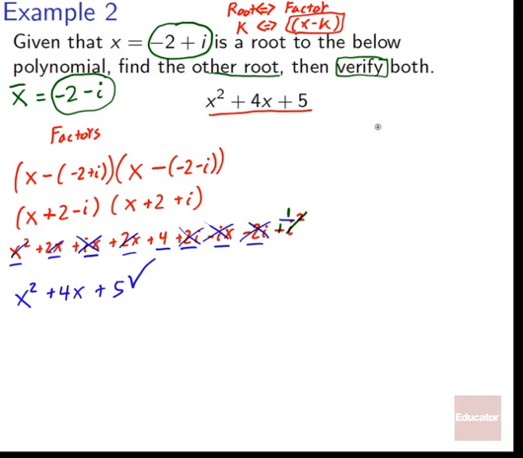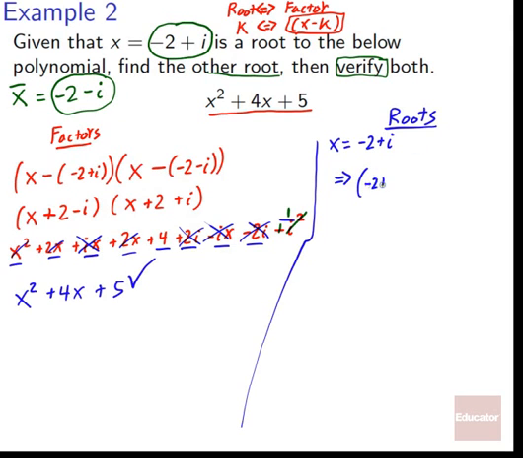The alternate way we could do this is we could do this by verifying that they are indeed roots. So we could do this other way by showing that they're roots. So let's start off by showing that x equals negative 2 plus i is a root. So we plug that in.